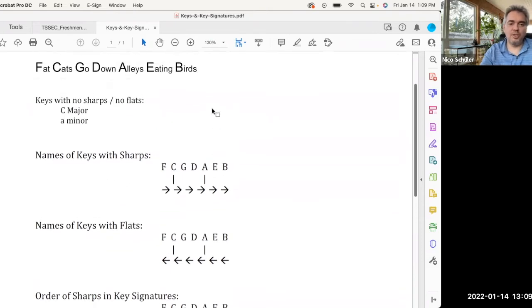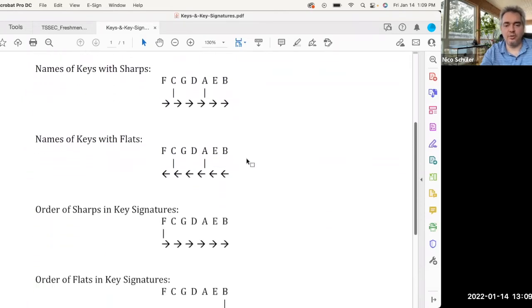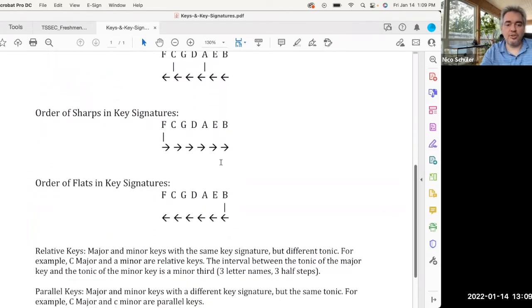So all we need to remember is fat cats going down alleys, go down alleys eating birds, and we can easily write down the letters and then read off what are the major keys and the minor keys with however many flats or sharps. Now, interestingly, this acronym also shows us the order of sharps in any key signatures.